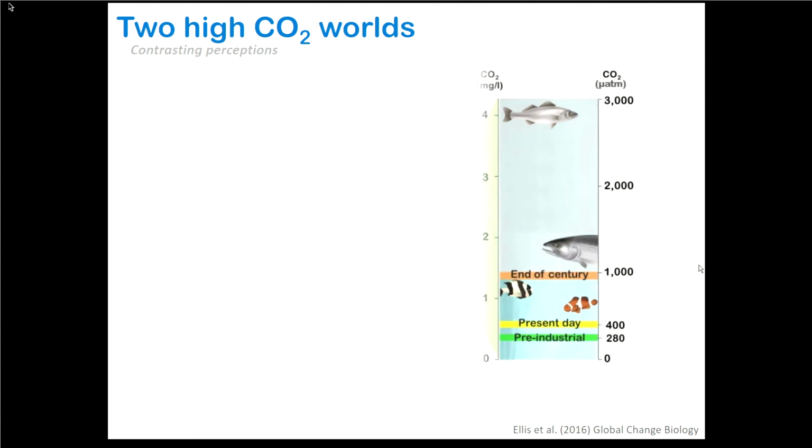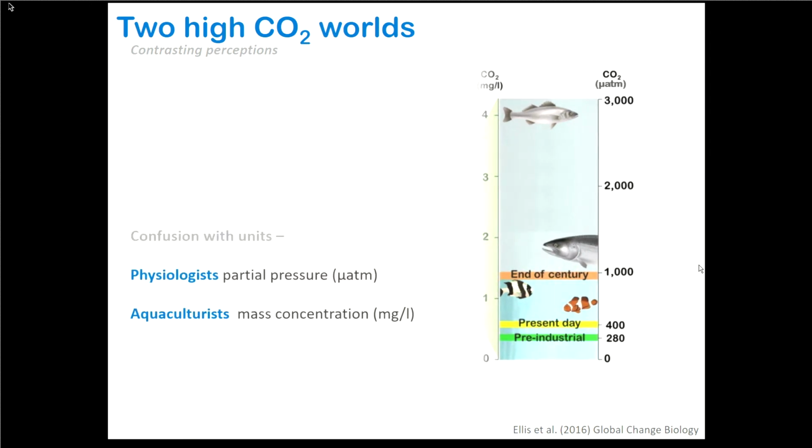Well, the first issue with comparing these two fields is the confusion of units. Climate change researchers and physiologists typically use partial pressure, usually microatmospheres. This is because partial pressure is what drives the diffusion of CO2 across a gradient, in this case the animal's gills, and that's therefore the CO2 the animal is experiencing. In aquaculture, they typically use a mass concentration, milligrams per litre. There's a real issue with this in terms of comparing between these two systems, because it doesn't take into account the solubility of CO2 in water.